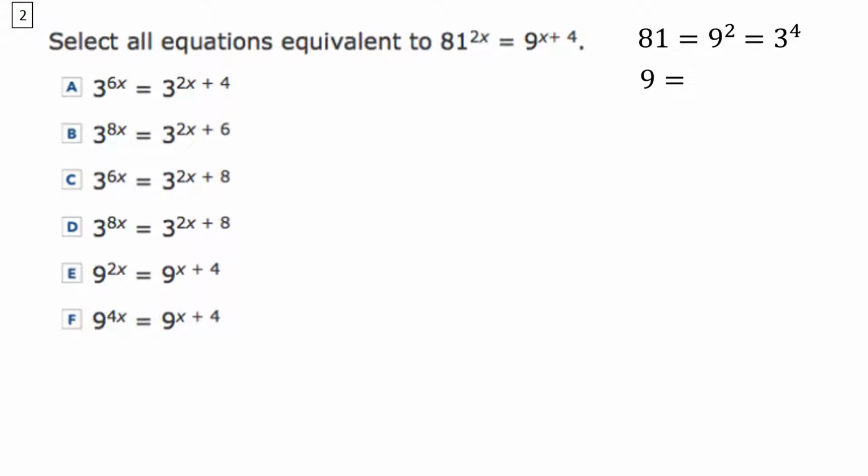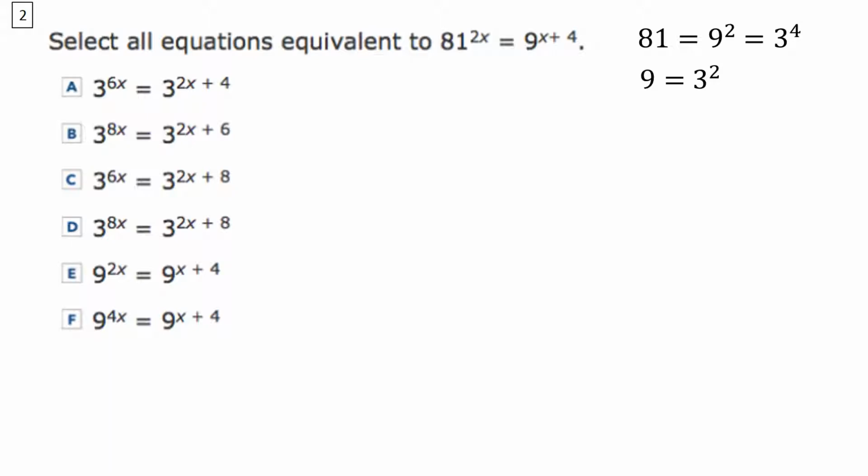Similarly, we can take that 9, the base of the other side of the equation, and write it as 3 squared. Well, how does that help us? All we're really doing on this, we're looking for equivalent equations, by the way, which means we can't just plug in a number for x, because since it's already an equation, there's only one value of x that's going to make that work. So we're going to have to go with a different technique, and that's where this changing bases comes in.